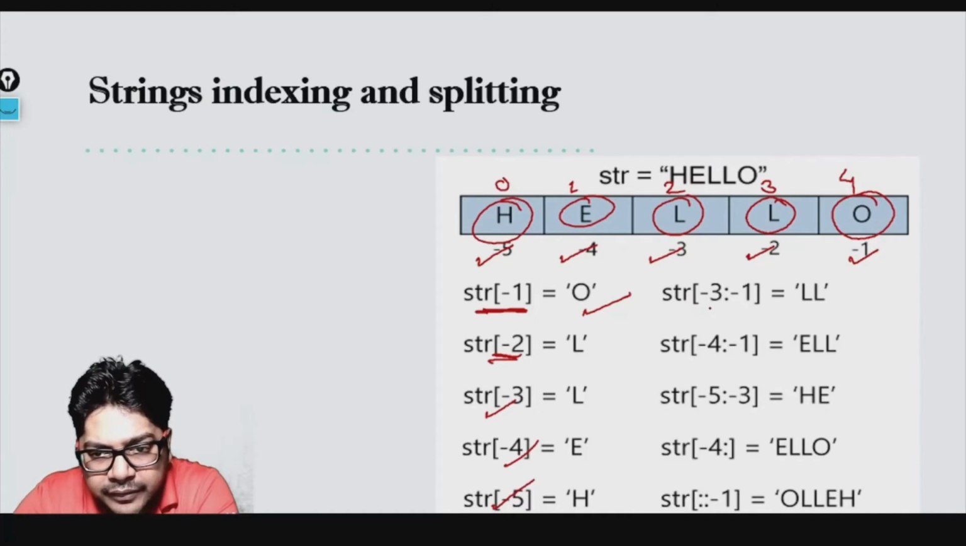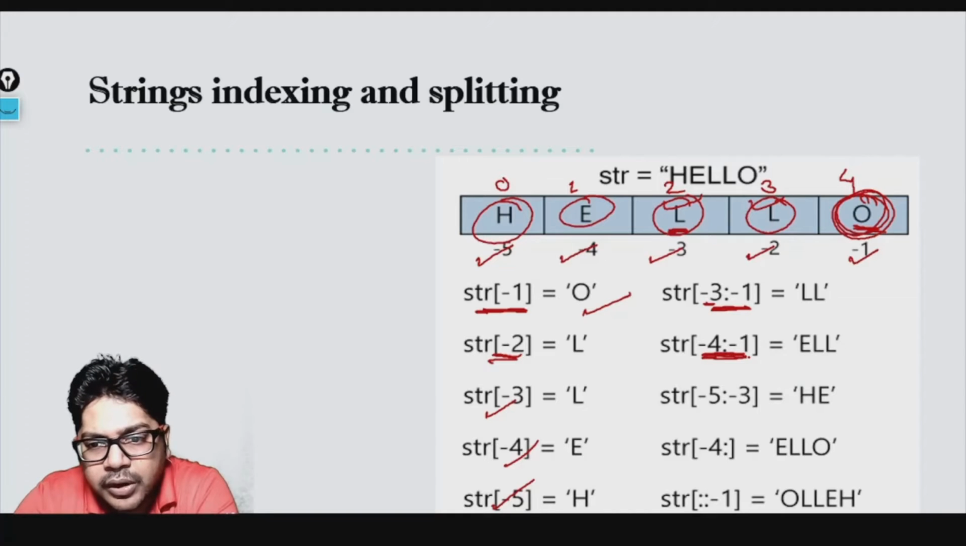And similarly, if you use the colon with negatives, starting from -3 means you are starting from here and ending at -1. So it is going to give you L and L. The end won't be included, as always. If you write -4 colon -1, -4 is this one, so it is going to give you E, L, and L. O will not be included because -1 will not be included.